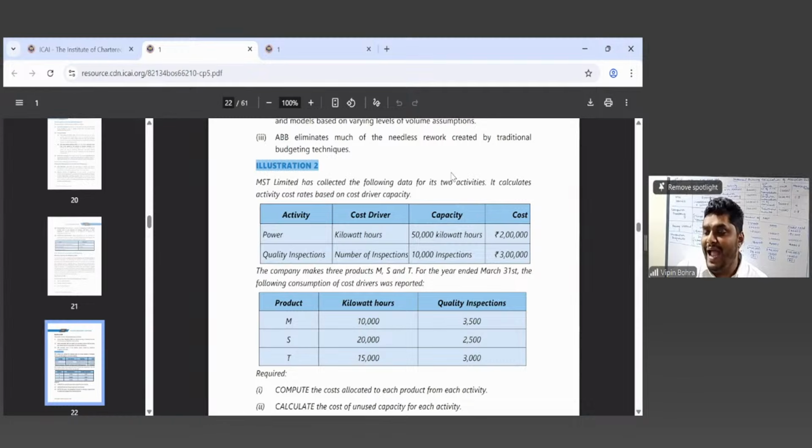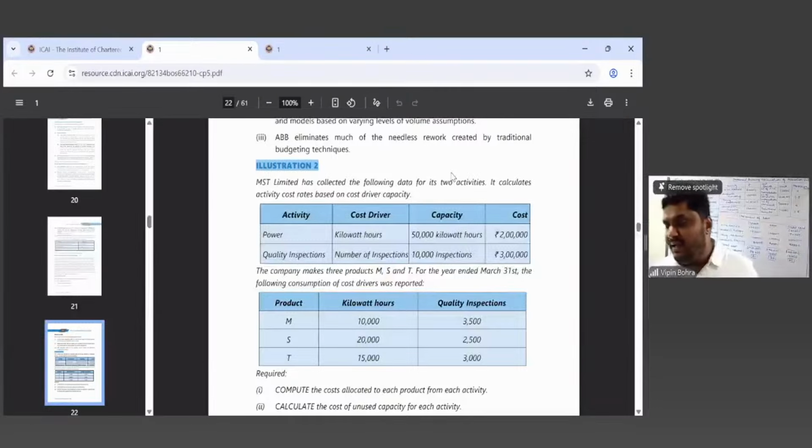It calculates the activity cost driver rate based on the cost driver capacity. So I repeat again, MST Limited has collected the following data for its 2 activities. It calculates the activity cost rate based on the cost driver capacity. The 2 activities are power and quality inspection. And the basis of absorption is again given straight away. Power is to be absorbed on the basis of kilowatt hours, and quality inspection on the basis of number of inspections.